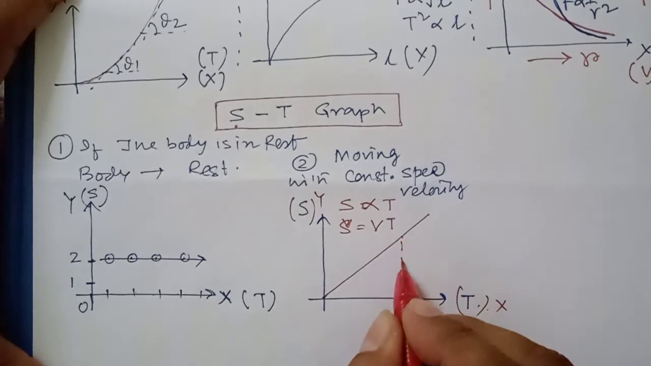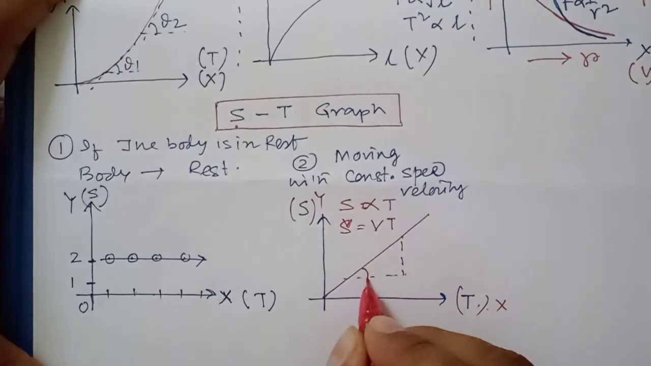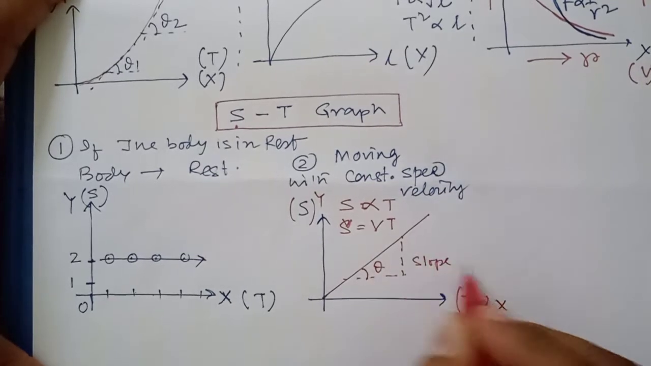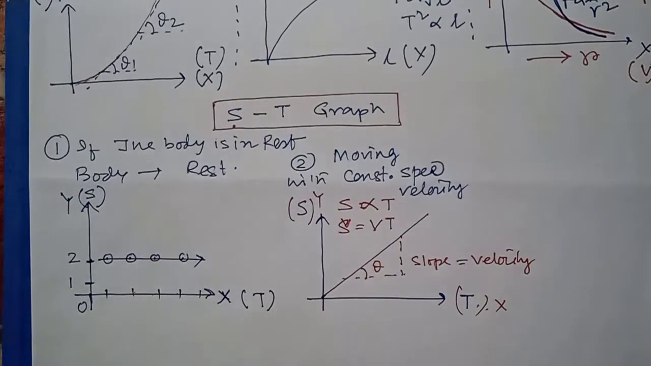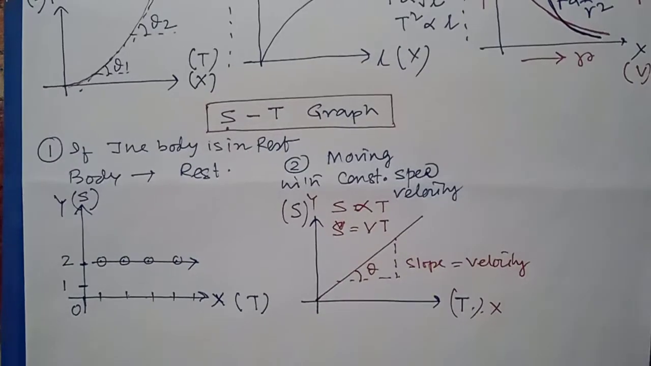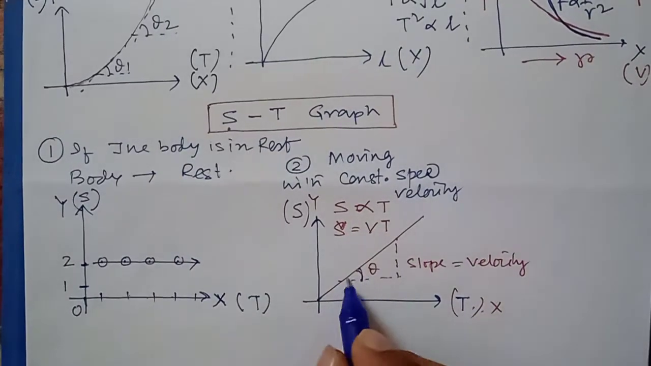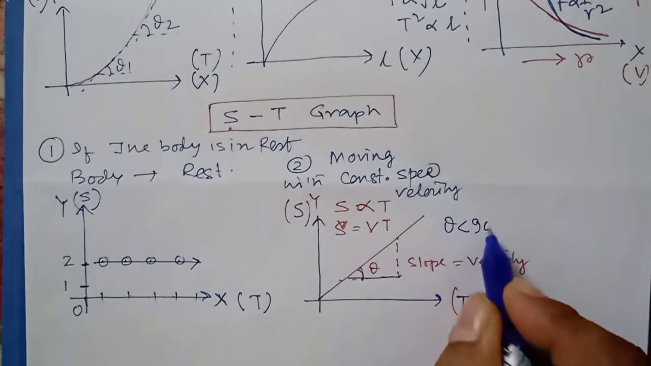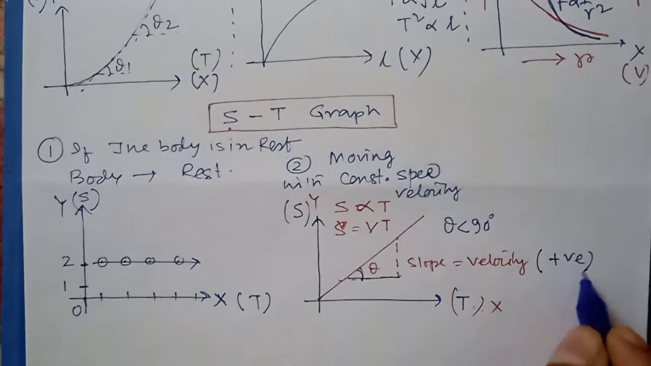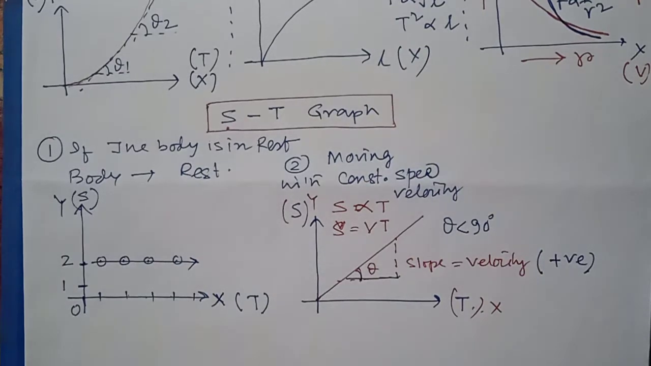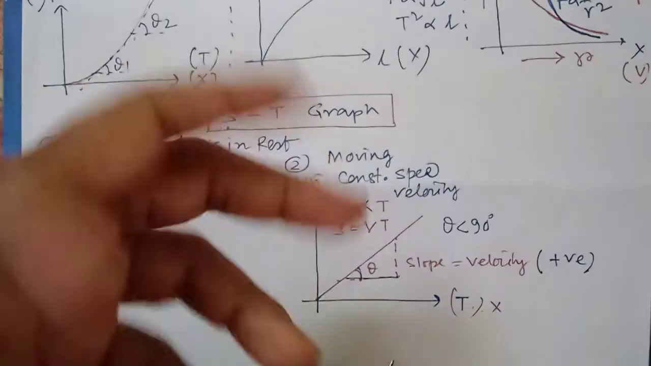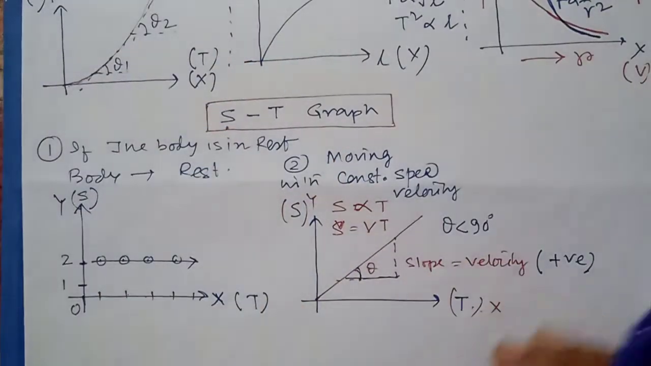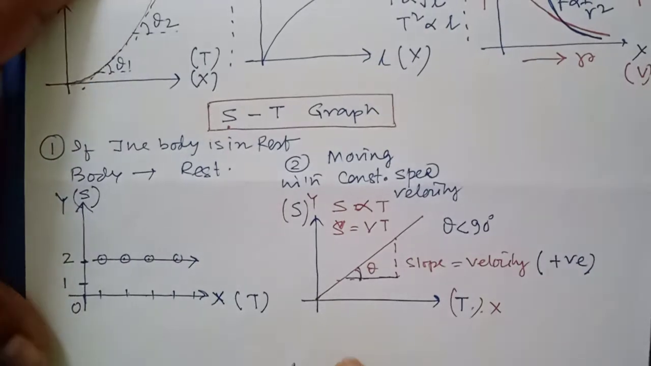So if you draw the slope, students, this slope theta represents velocity. Okay, the slope represents velocity. Now see here, if theta is an acute angle, theta less than 90, it means velocity, no doubt, is positive because theta is an acute angle, right? So this is the ST graph, and the corresponding VT graph we can also draw.